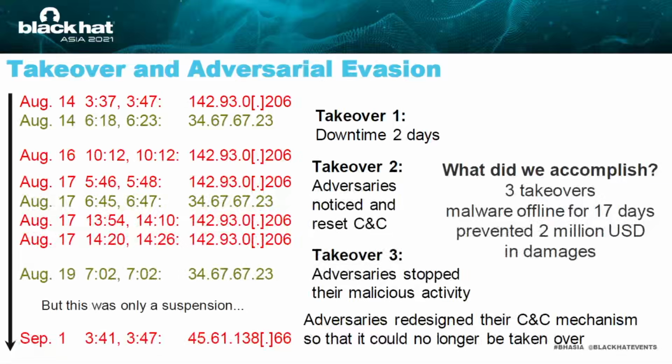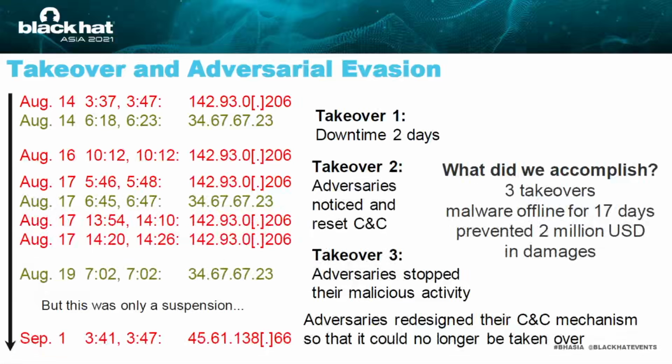Okay, let me summarize our takeover. During the battle of occupying the malware rendezvous point, we conducted 3 takeovers. And we estimated the mitigation of the damage by our takeover. Before our takeover, the adversary updated their C&C once a day. And we kept the malware offline for 70 days. We identified 275 infections at the first takeover.